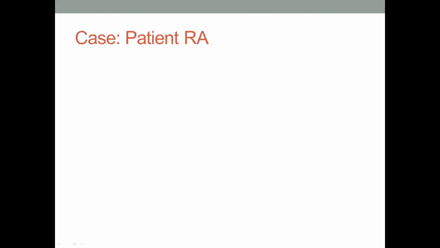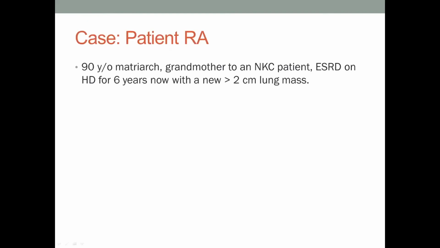So before I talk about our program, I want to introduce a real patient that our renal supportive care team saw. This is patient R.A. She's a 90-year-old fierce matriarch. She's a grandmother to another dialysis patient who has kidney failure from autoimmune disease. She's been on dialysis now for 6 years, dialyzing in-center. And we got involved after she was diagnosed with a new more than 2 centimeter lung mass, likely a malignancy.